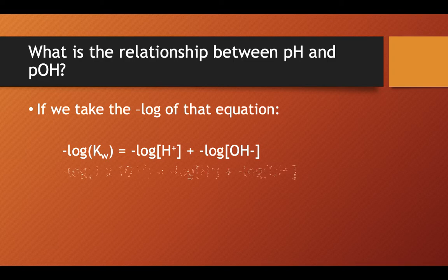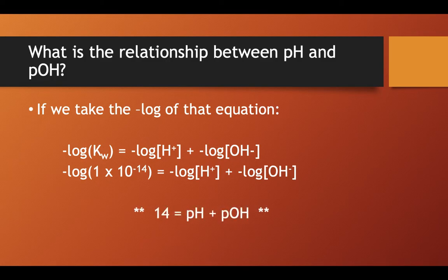So another way to look at this is that the negative logarithm of 1 times 10 to the negative 14th is equal to those two. The negative log of 1 times 10 to the negative 14th would be 14, and that's going to be equal to my pH plus my pOH.